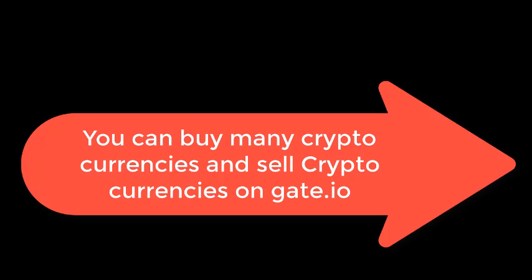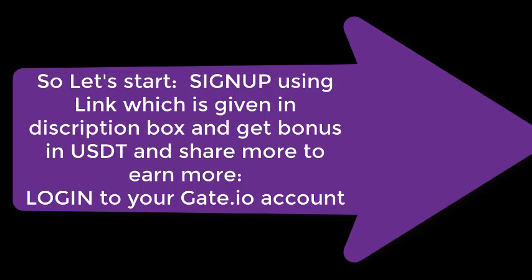So gate.io is the best exchange in the world which I have ever seen. So let's start our video in which I will explain how you can buy cryptocurrencies directly from your credit card or bank account. First of all, log into your account.